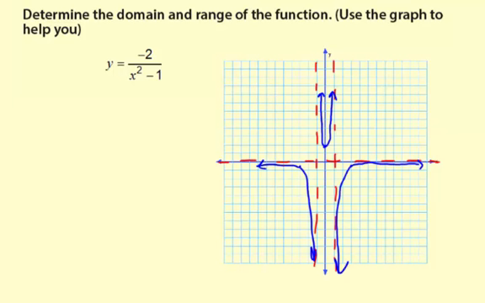So I'm looking for values that are undefined in the function. And it looks like we have vertical asymptotes at x equals -1 and 1. So that means x cannot equal -1 or 1, just in simple terms. But now we want to write that in some type of notation. I'm going to use interval notation this time.